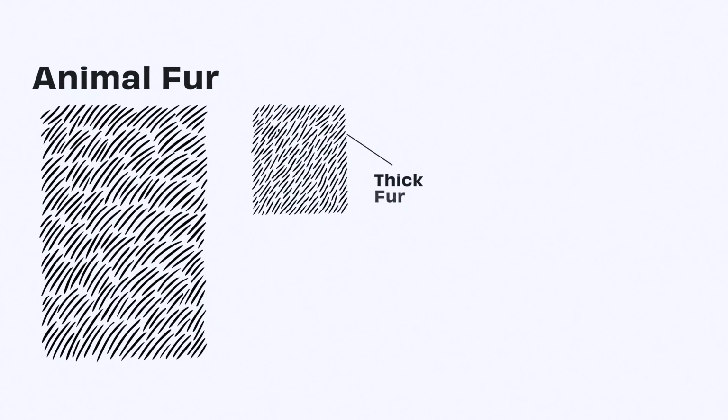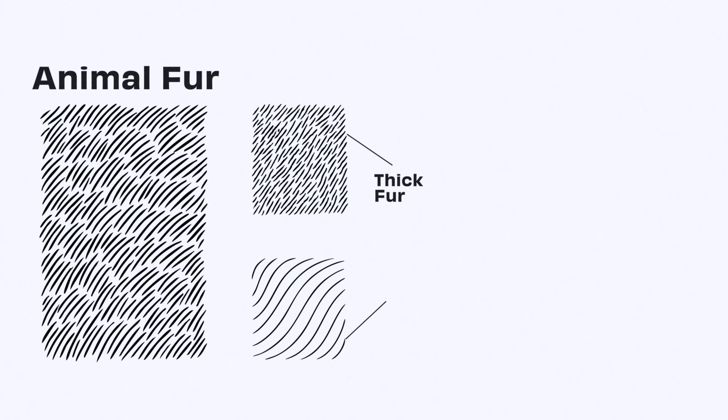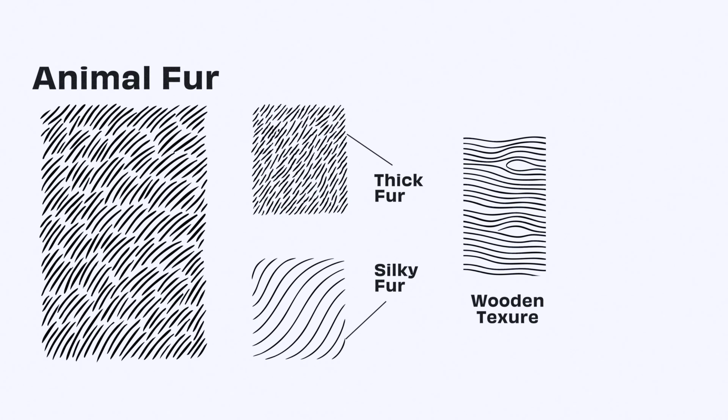Lines can also be used to create textures. In design, texture does not always mean something you can physically touch. It's just about creating a visual sense of how something feels. For example, let's say you want to create a texture of animal fur. Then you can simply use repeating thin, short directional lines to simulate the texture of fur. If the lines are short and dense, then we can say it's a thick fur. If the lines are loose and smooth, then we can say it's a silky fur. Similarly, using lines, you can create wooden texture and water and wind movement, etc.